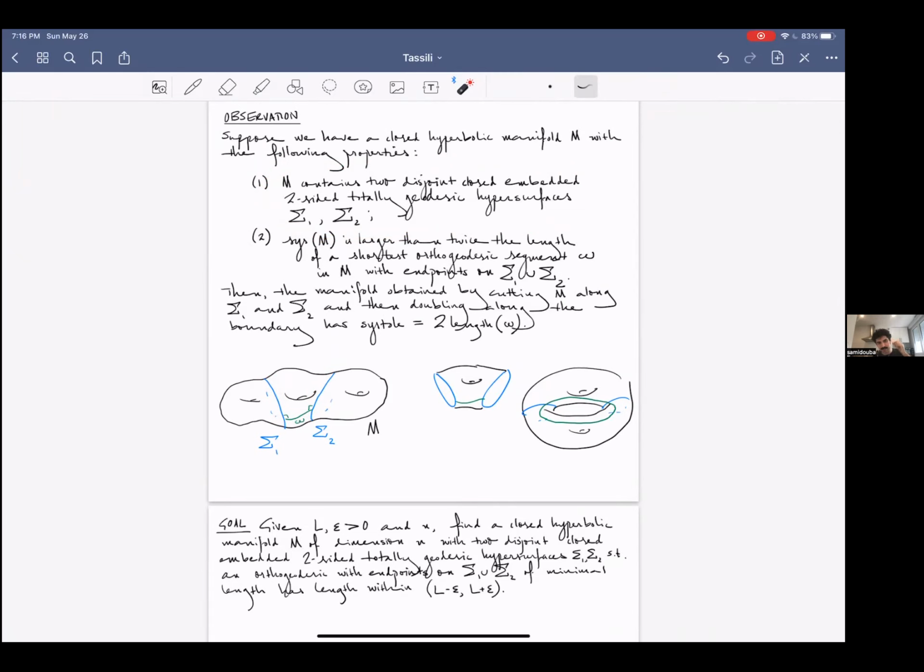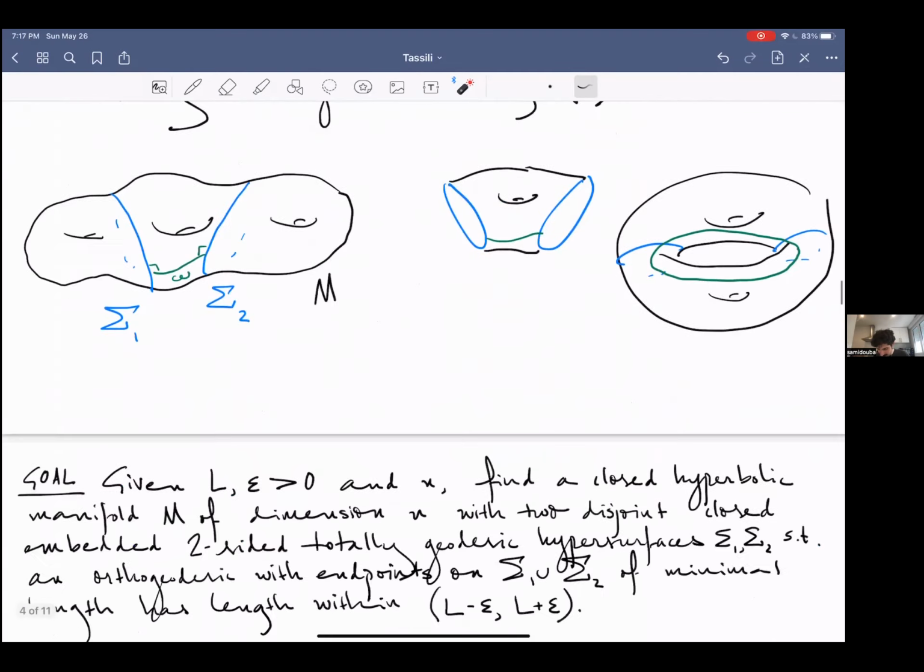That's essentially what we're looking for. And then we know that if we find such a thing, we can just pass to finite covers so that the second condition holds, and then we cut and double. So that's the strategy. And now the question becomes, how does one do this?